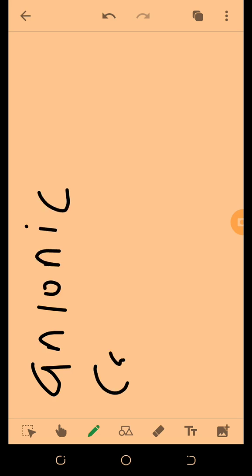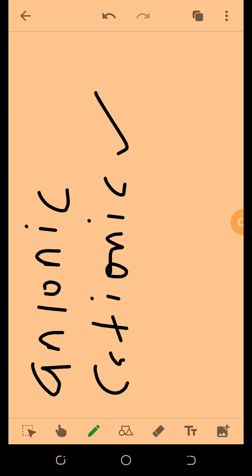and we have the cationic part. The cationic part comes first, then followed by the anionic part. The cationic part is the positive part, while the anionic part is the negative part. And as I've told you earlier, the cationic part usually comes first before the anionic part.